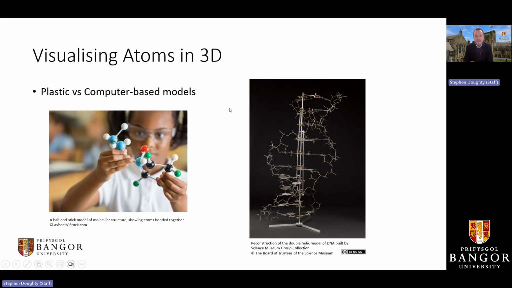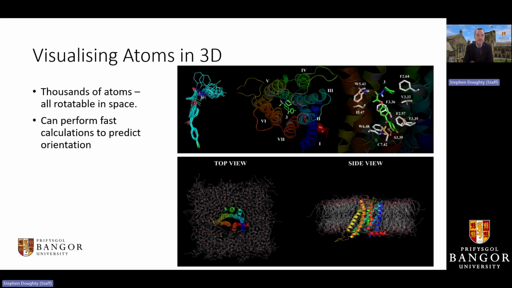We can visualize models using plastic, using metal. But it's far easier now to visualize atoms in 3D using computers. So here are some screenshots of how we might use computers to think about where atoms are. And these are all different ways of visualizing atoms and structures.